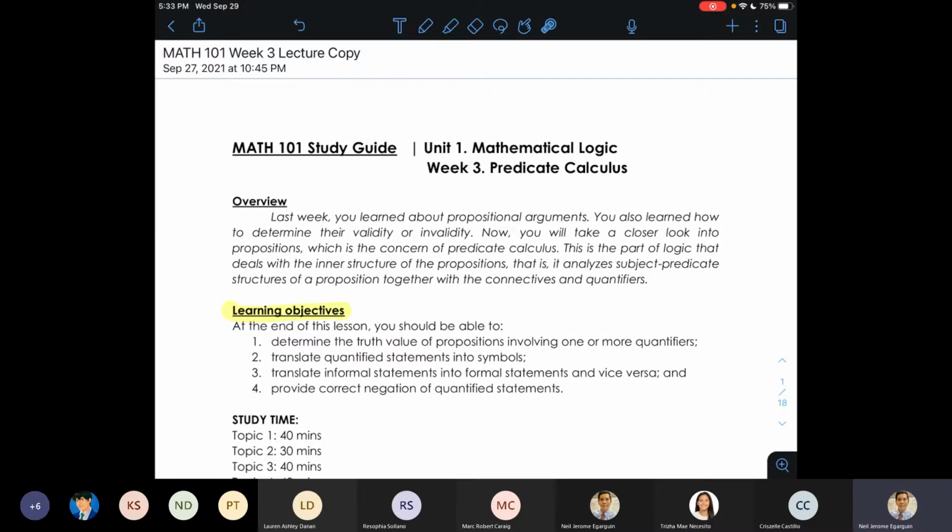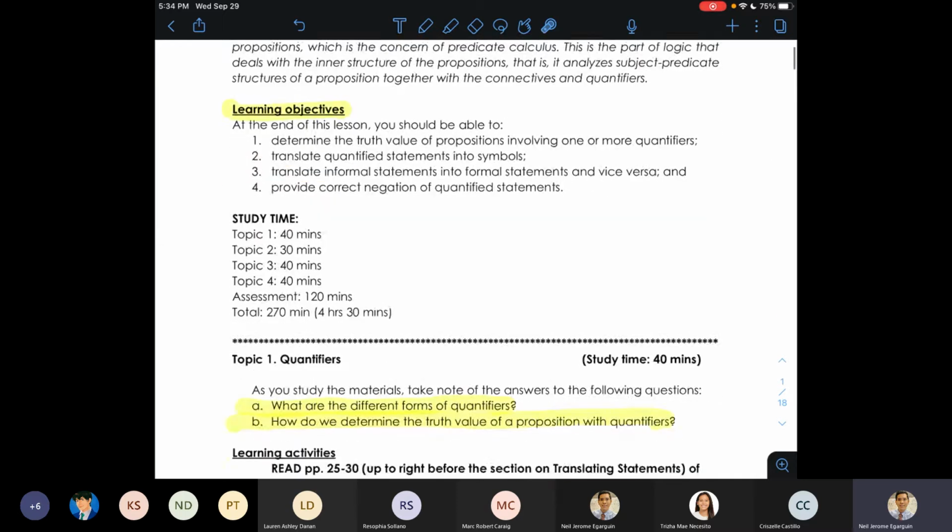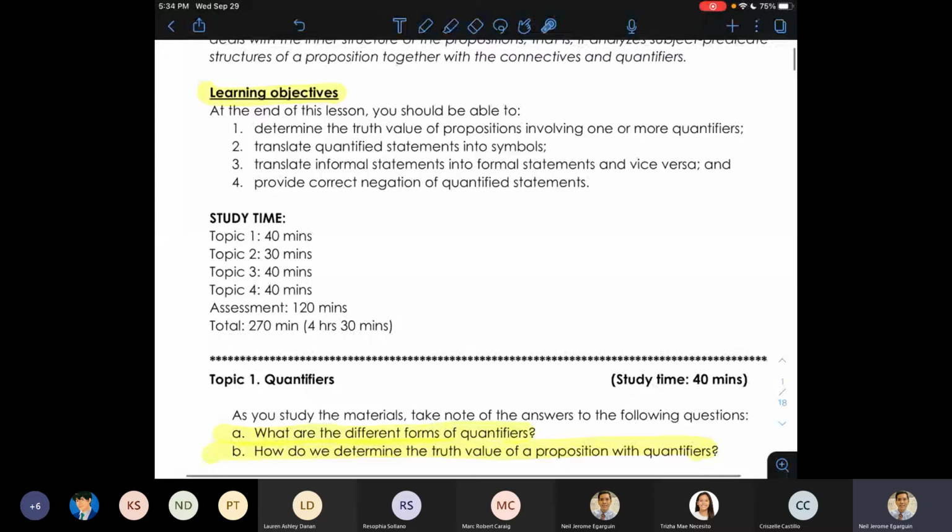Pero we can give more inner structure into these propositions to make them more specific. And the result of these are predicated propositions. So yun yung pag-uusapan natin ngayon. So I have here the week 3 study guide. So our objectives are the following. So please try to get these skills kasi dito namin kayo itetest.